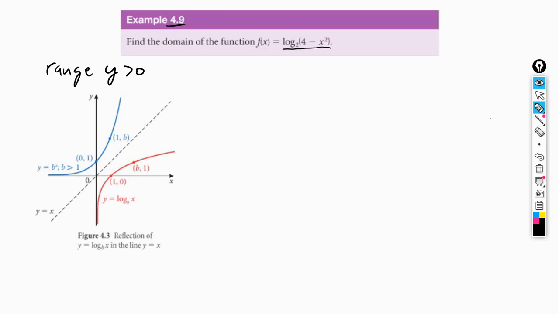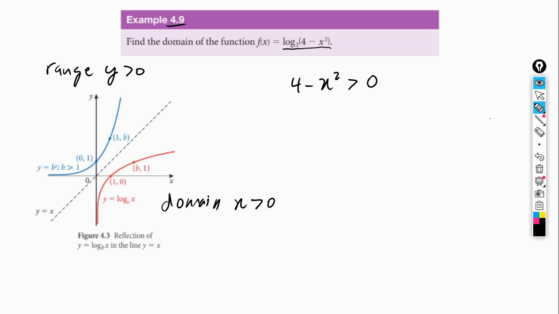Now, because the logarithmic function is the inverse of the exponential function, we know that the domain is x greater than 0. So that means that this expression here, 4 minus x squared, has to be greater than 0. So we have to find the values of x that make this expression greater than 0.